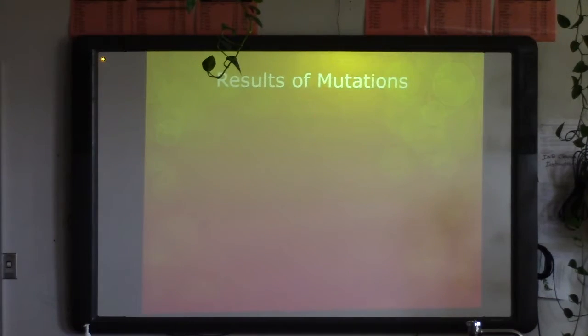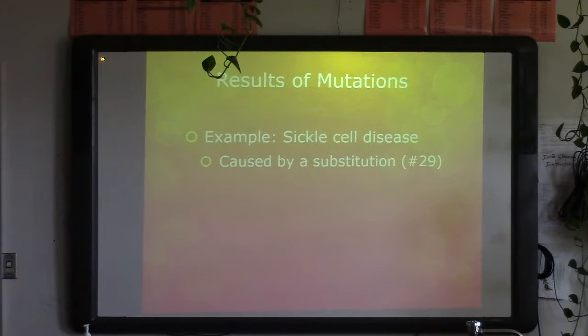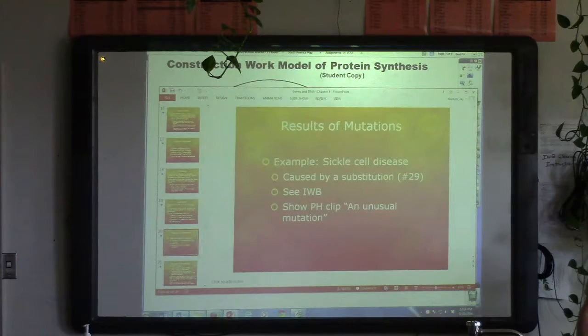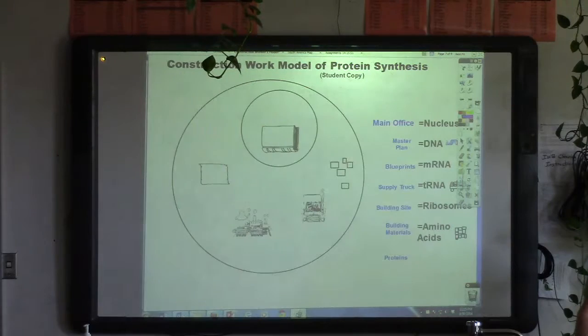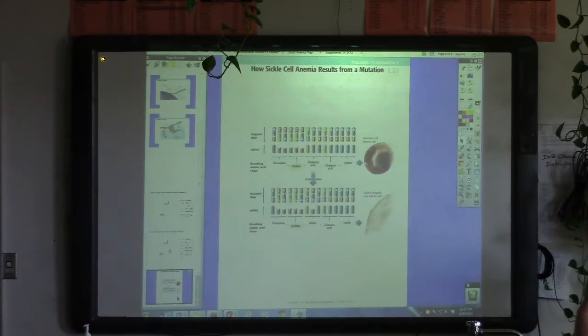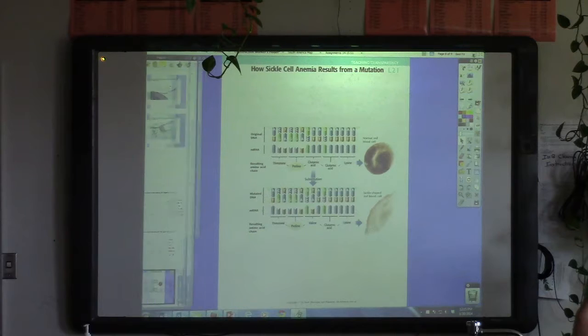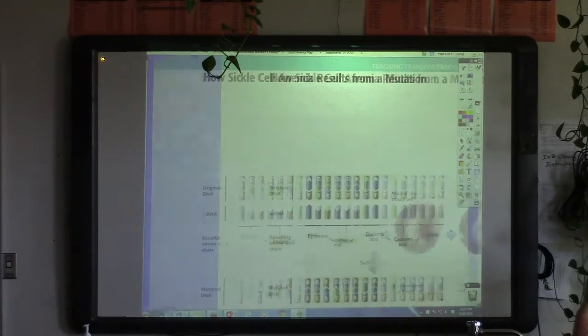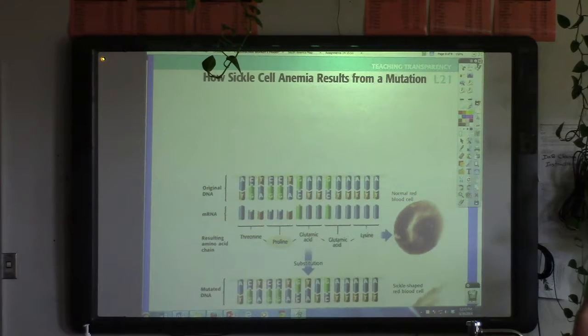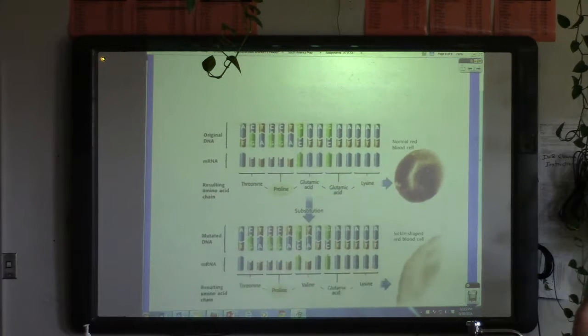So I showed you the book instead of the whiteboard. An example is sickle cell disease. It's caused by a substitution. That's the answer to 29. Sickle cell is caused by a substitution. And we will go to the interactive whiteboard to show you that. Go to the next thing down here. Let's get it up to 150. Probably be good. This up a little higher.